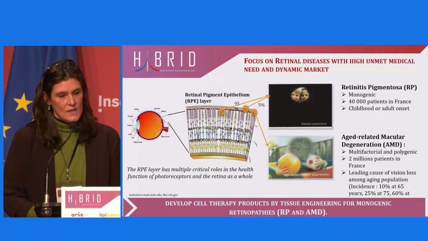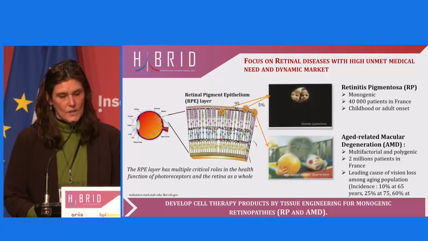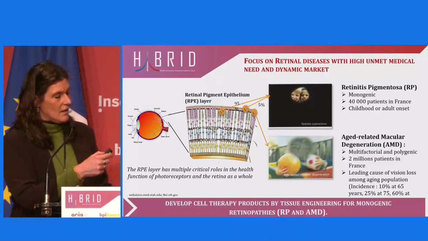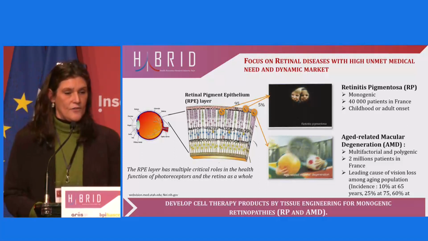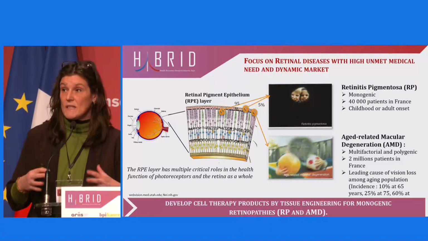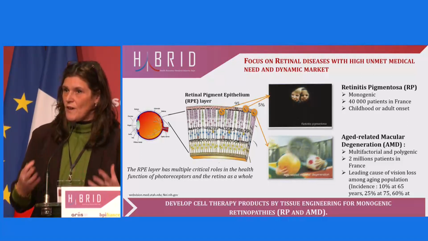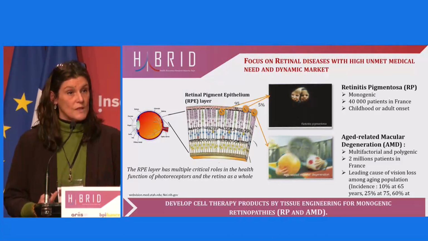And among those cells, the cells that are very important for sight are the photoreceptors, the cones and the rods that are just there. And at the very back of the eye here, you have a layer of retinal pigment epithelial cells. Those cells are really the babysitters of the photoreceptors. They provide nutrients, they clean the photoreceptors, they are very supportive cells.